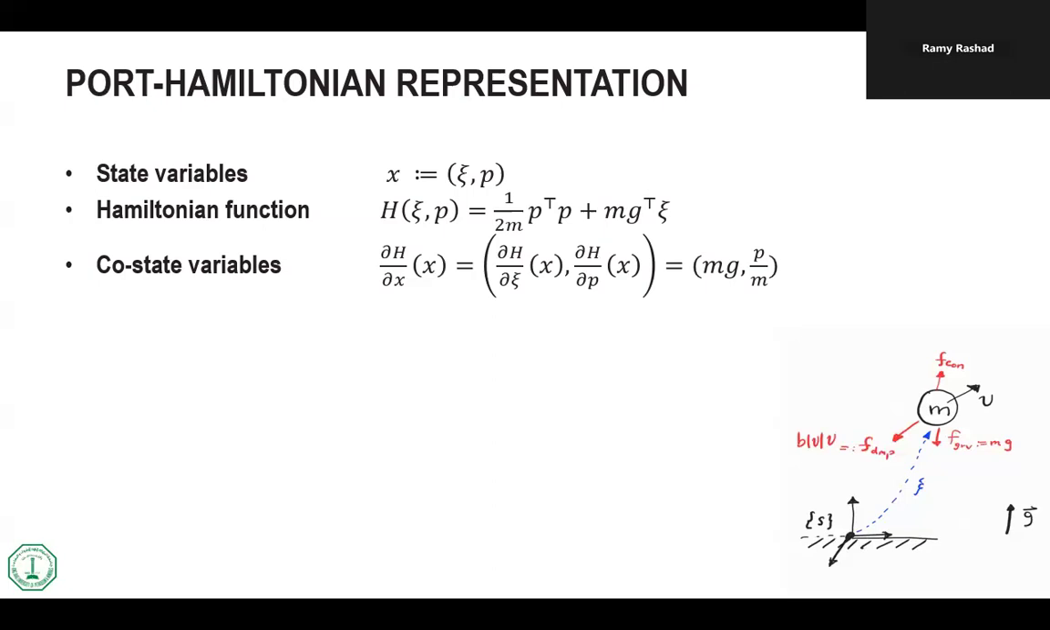Usually these gradients are called co-state variables. So the state variables are the x. These are the energy variables, while the gradient of H with respect to x, we usually call the co-state variables. So we have a state and a co-state.